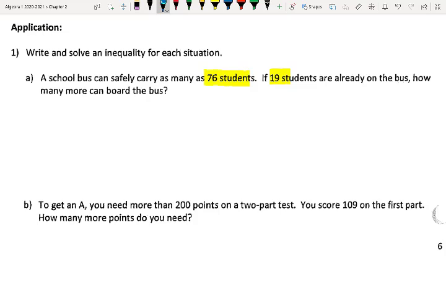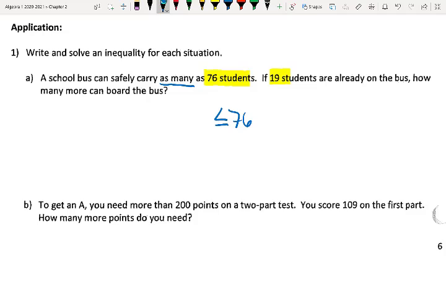I know that in total, 76 is the maximum number of students that are allowed to be on the bus. So if I'm thinking about it in terms of inequalities, 76 is going to be the biggest number that is possible. So the left side of my inequality, that represents the actual number of students on the bus, is going to have to be smaller than that 76. But I also know, because of how this is phrased, as many as 76 students, we're okay with it being exactly 76 students. That would still be perfectly acceptable. So that's going to be the right side of my inequality.